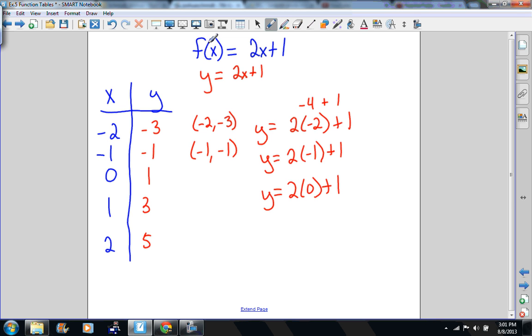Once again, important to remember that we change this f of x into a y before we start. So this says when x is -2 in this function, y equals -3. When x is -1, y equals -1, and so on and so forth. This could go on infinitely in either direction. We could figure out what y would be when x was 5 million, and also -5 million. We're just doing a very small sample size for the table.